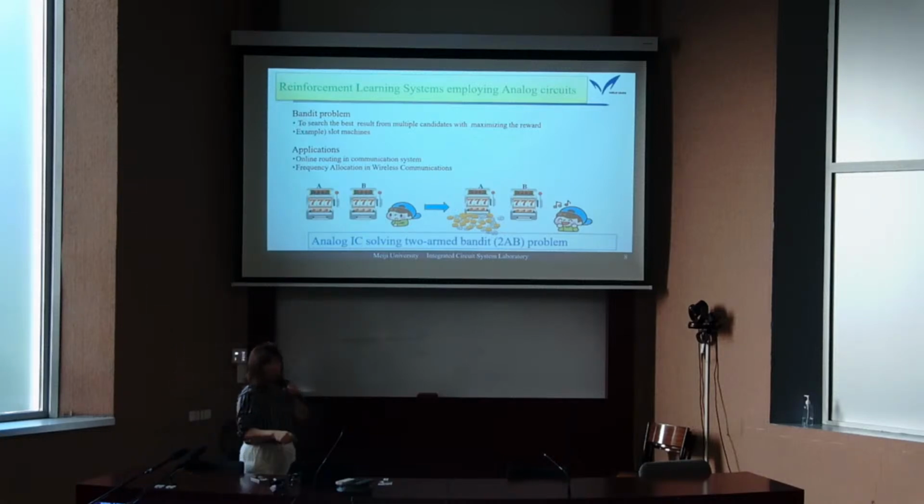So a bandit problem is to search for the best result from multiple candidates, such as a machine, while maximizing the reward. This system can be used for our electric applications such as online routing in communication systems and also frequency allocation in wireless communications. So now we are studying an analog IC solving the two-armed bandit problem.